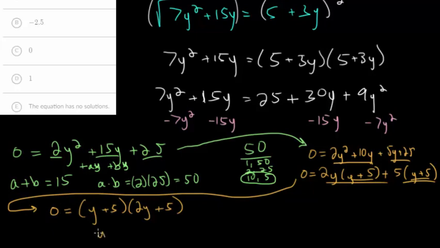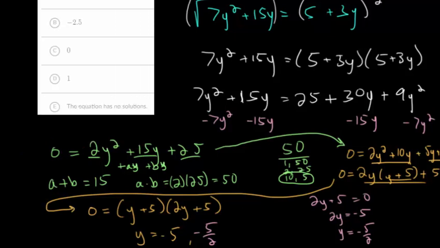We know for at least this one that y is negative 5. And for this one, we can set it equal to 0. So we have 2y plus 5 is 0. And subtracting 5 on each side and dividing by 2, we get minus 5 halves. So these are the two answers that we think are correct, but we're going to have to check them.